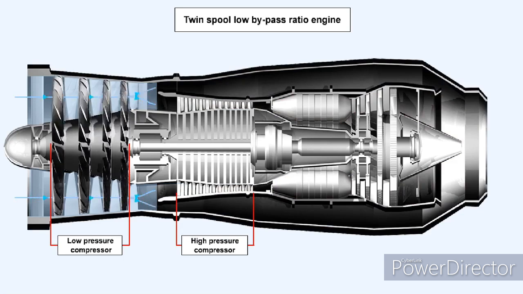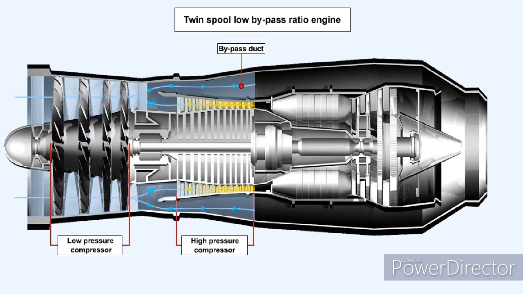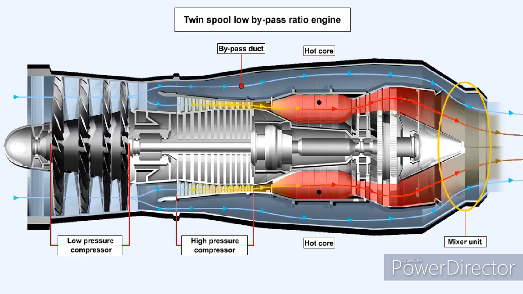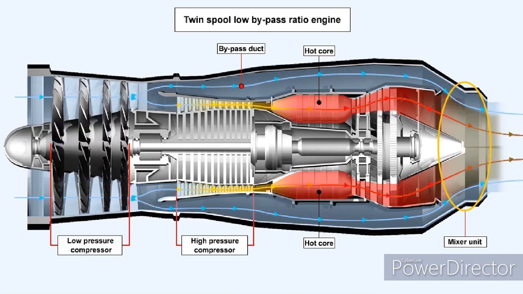The engine shown here is a twin-spool, low bypass ratio engine. The airflow as far as the end of the low-pressure compressor is identical to that of a pure turbojet. But then the airflow splits into two. An amount, depending on the bypass ratio, will flow down the bypass duct. And the remainder continues into what is the start of the hot core of the engine, the high-pressure compressor. From the high-pressure compressor, the air follows the usual path through the combustion chambers and into the turbine, before it leaves the hot core and rejoins the bypass air in the mixture unit of the exhaust system.